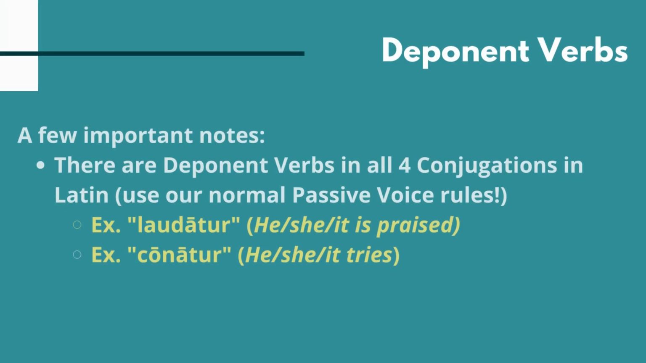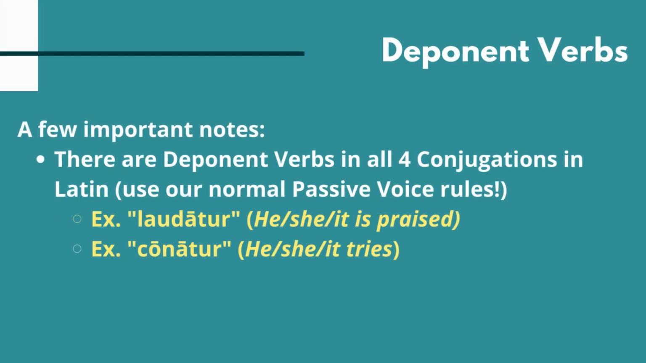Okay, so here are some important notes to think about when dealing with deponent verbs. There are deponent verbs in all four conjugations, so it doesn't really matter. They follow the same rules. They use normal passive voice rules. So in other words, you can spot a deponent verb and put it into a conjugation. Be like, oh, it's first conjugation deponent, second, third, got it. You want to keep that in mind because you have to use those rules for passive voice when you're dealing with deponent verbs.